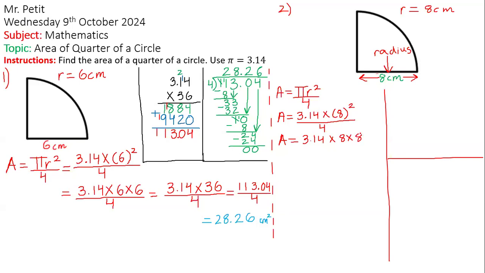It's going to be 8 times 8 all over 4. So A is equal to... Mr. Petit, I have my answer. 3.14 times 64. I just want 3.14 times 64. What do I get for that?